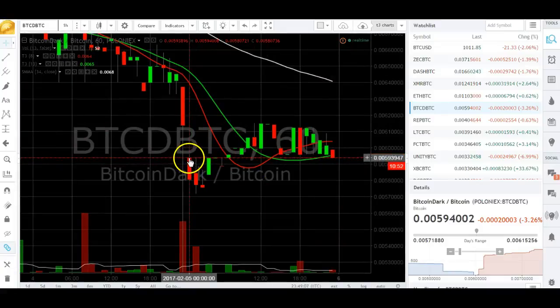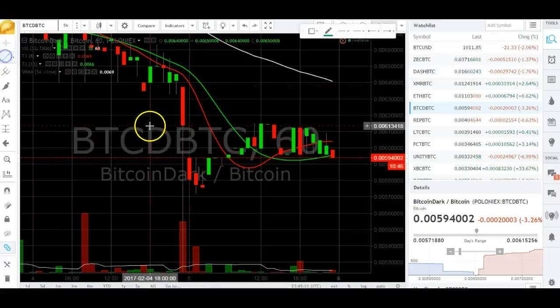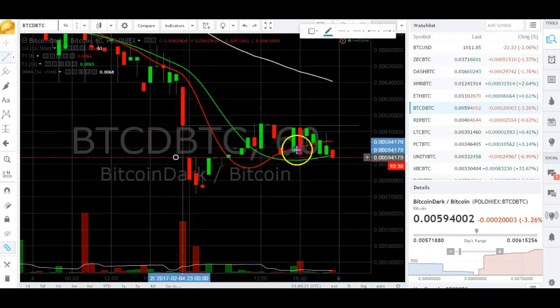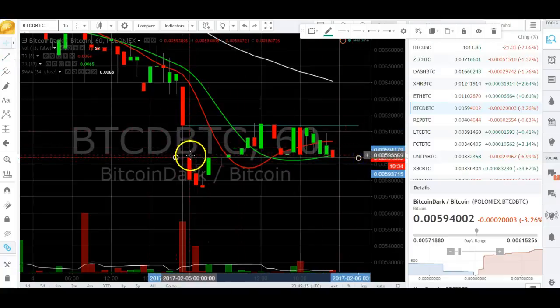We got gap support, we got gap resistance on the way up. So in other words, we're in a channel. Using the gaps as our support and resistance lines. That's a daily, that's an hourly chart. So, pretty interesting.